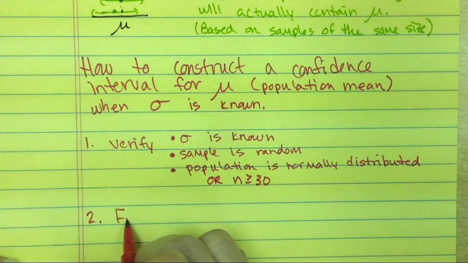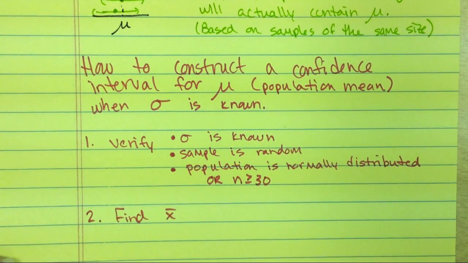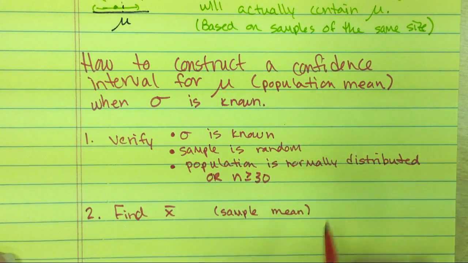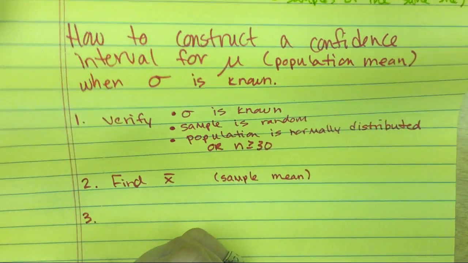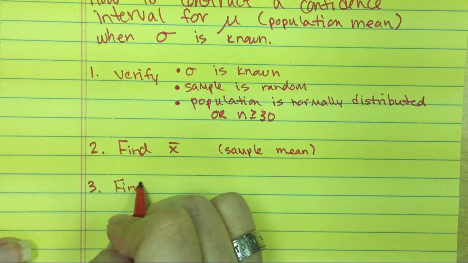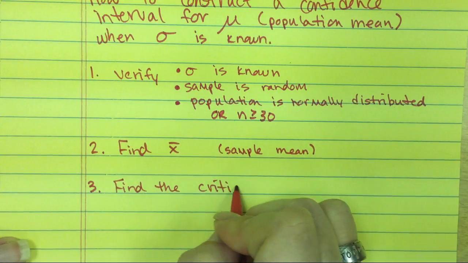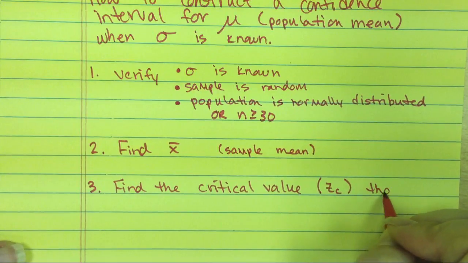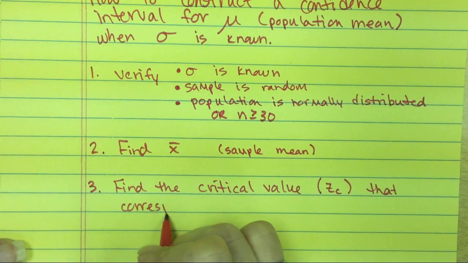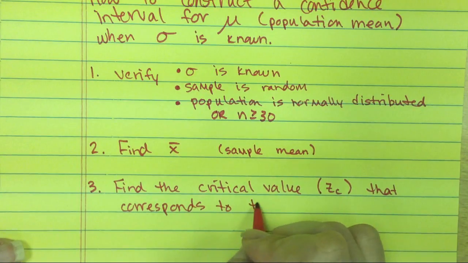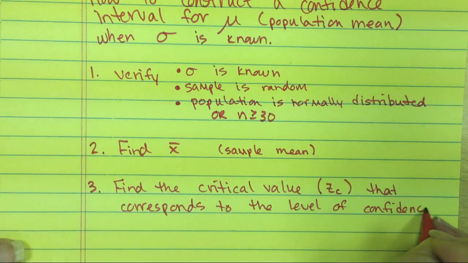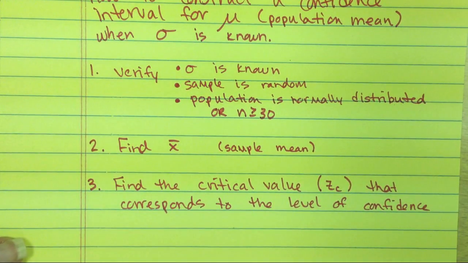Step 2, you're going to find x bar. x bar, remember, is the sample mean. Step 3, find the critical value. Remember, the critical value is z sub c, that corresponds to the level of confidence. Okay, just as a refresher, that's going to involve a normal curve.